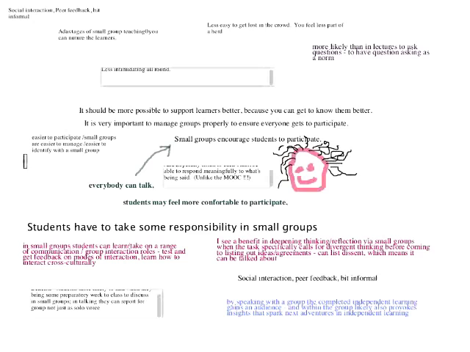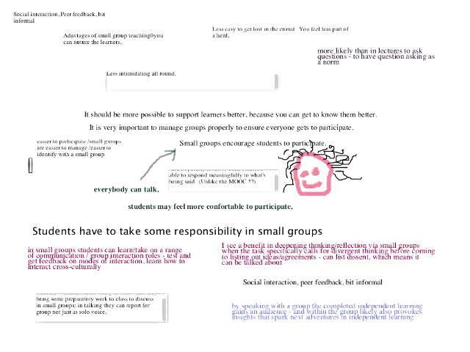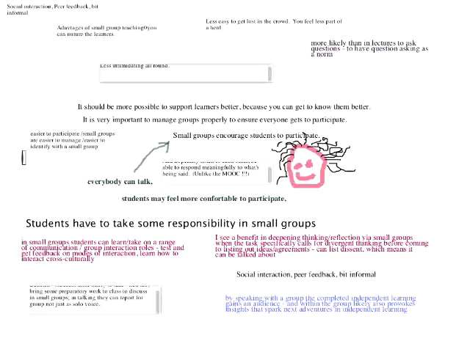Some very interesting points about deepening thinking and reflection, when the task specifically calls for divergent thinking before listing out ideas and agreements. Dissent can be listed so it can be talked about. In small groups, students can take on a range of communication and group interaction roles, test and get feedback on modes of interaction, and learn how to interact cross-culturally. Individual learning gains an audience, and within the group likely also provokes insights that spark independent learning. So overall the sentiment was that the small group is less intimidating all round, and there are lots of opportunities for learners to really flourish within the small group.